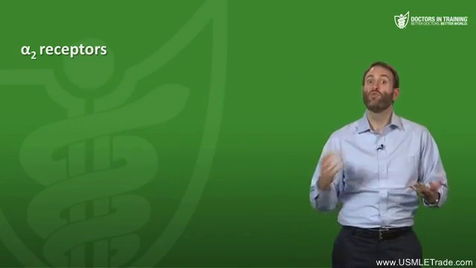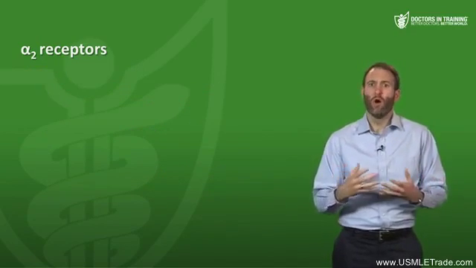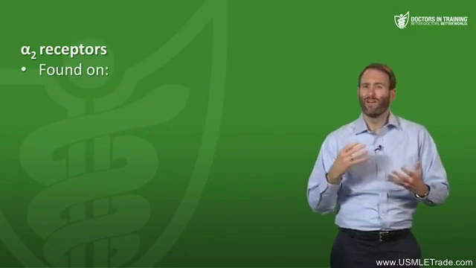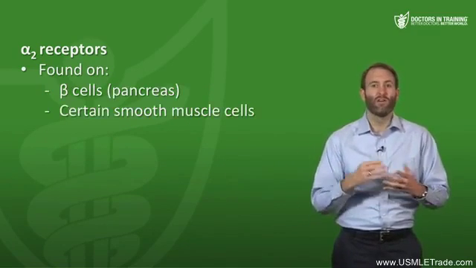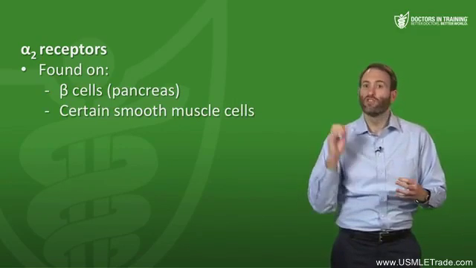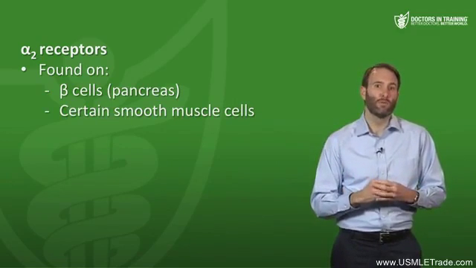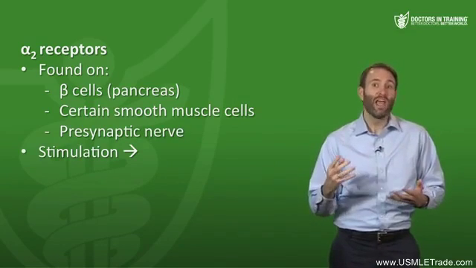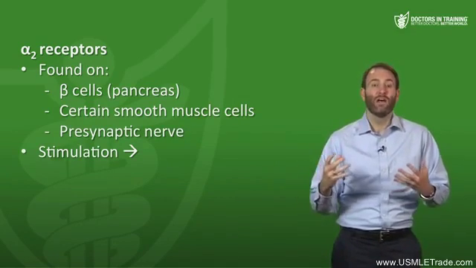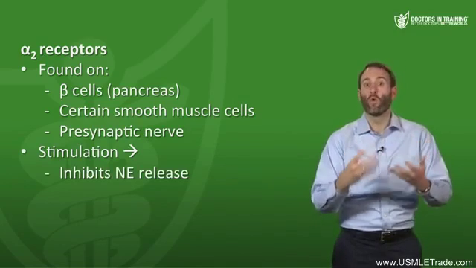Now what about alpha 2 receptors? These are a bit different. You only find alpha 2 receptors on maybe a few certain effector organs like the beta cells of the pancreas and then on very certain smooth muscle cells. The most important location of the alpha 2 receptor is on the presynaptic nerve itself. And when stimulated, the alpha 2 receptor acts to inhibit actual more norepinephrine release.